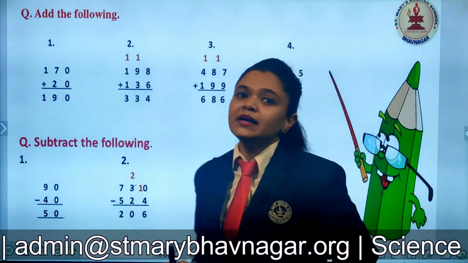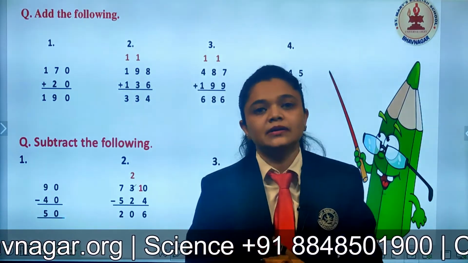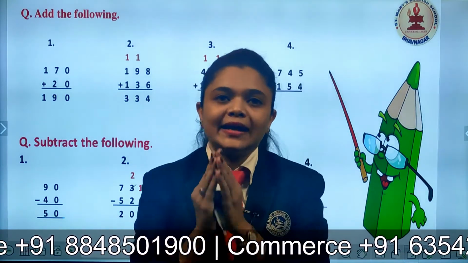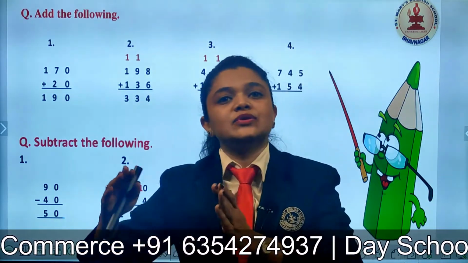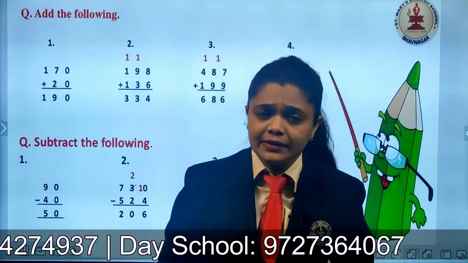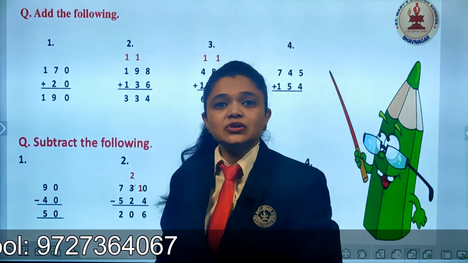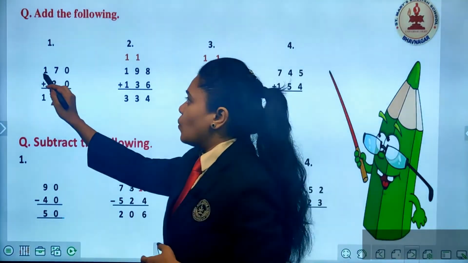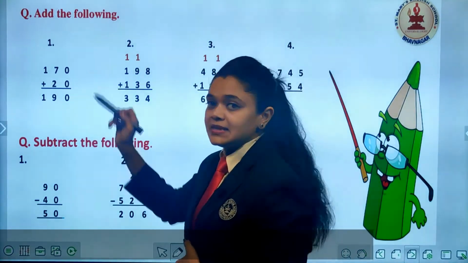Now children, you have already learned addition, subtraction, division, multiplication. Always remember, addition goes with multiplication, division goes with subtraction. These things you are going to learn in your next classes. Now, here you are supposed to add the digit forms. Now, let us start. 1, 7, 0 plus 2, 0.